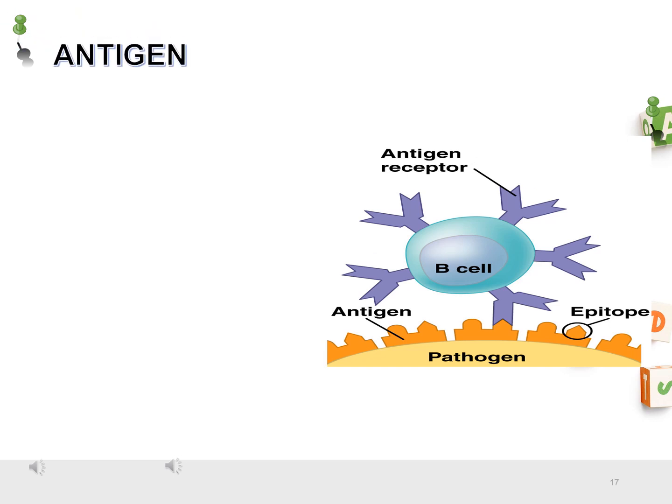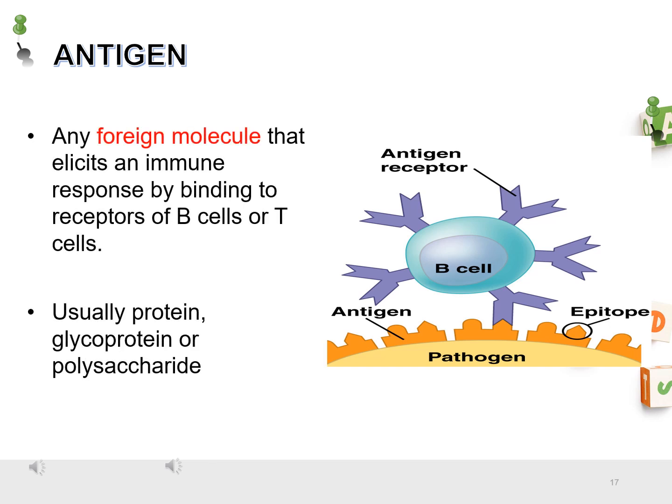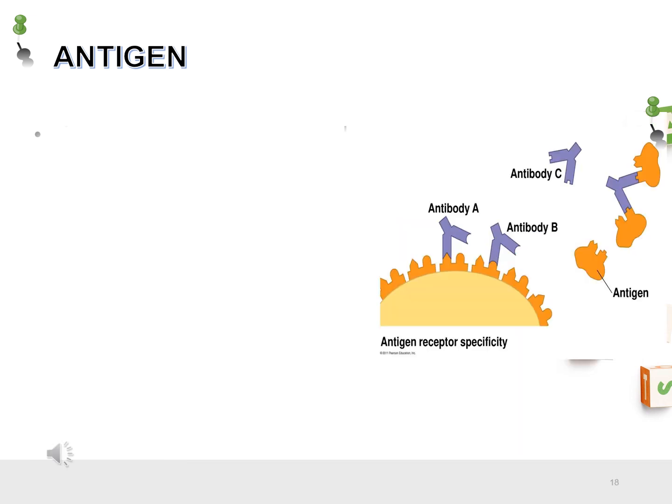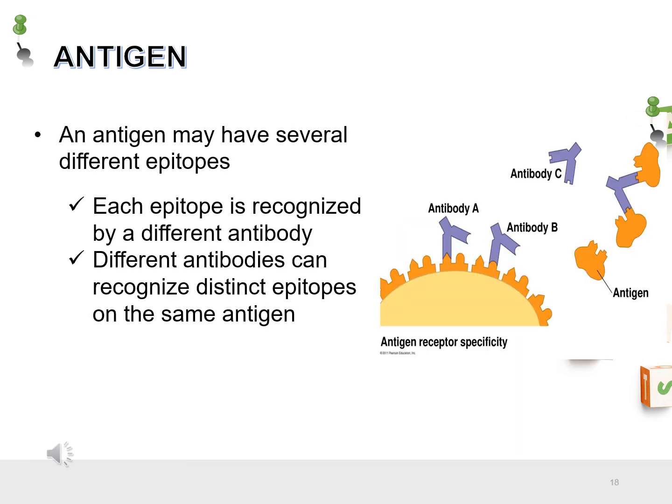What is antigen? Antigen is any foreign molecule that elicits an immune response by binding to receptor of B cell or T cell. Antigen is usually protein, glycoprotein, or polysaccharide. An antigen may have several different epitopes. Epitope is the part of an antigen molecule to which an antibody attaches itself. Each epitope is recognized by a different antibody. Different antibodies can recognize distinct epitopes on the same antigen.